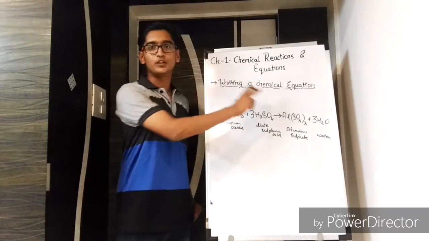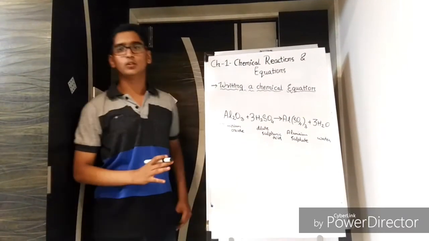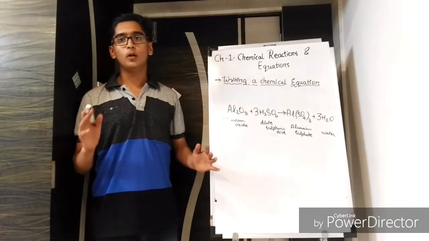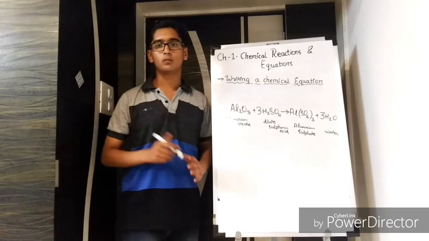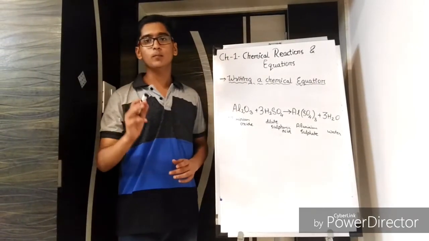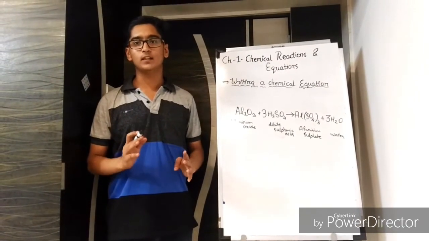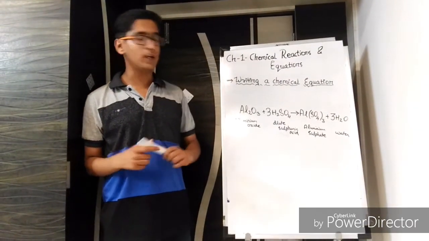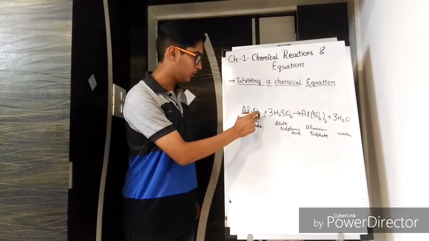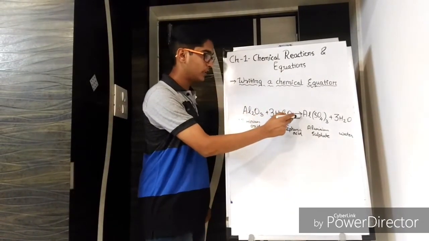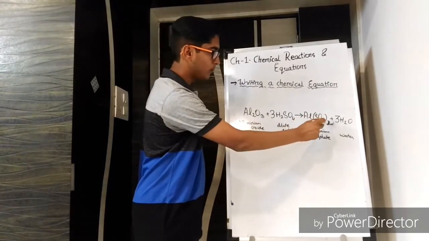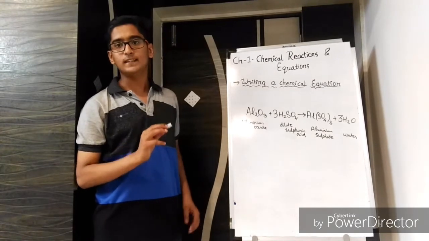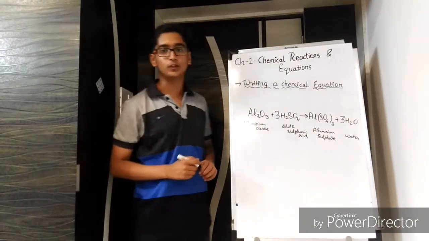Writing a chemical equation. In a chemical reaction, the reactants, one or more, react together and form a new compound known as the product. For example, aluminium oxide reacts with dilute sulfuric acid to form aluminium sulfate and water. This reaction can be written as Al2O3 plus H2SO4 gives Al2(SO4)3 plus H2O. The following steps are followed to write a chemical equation.